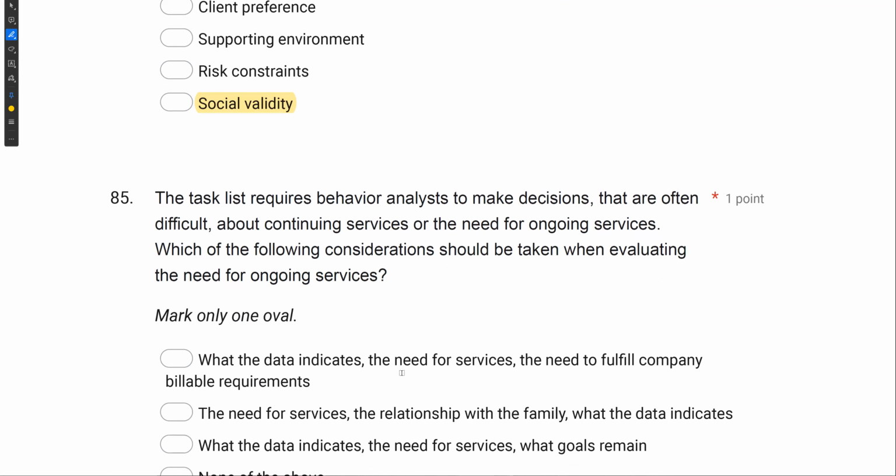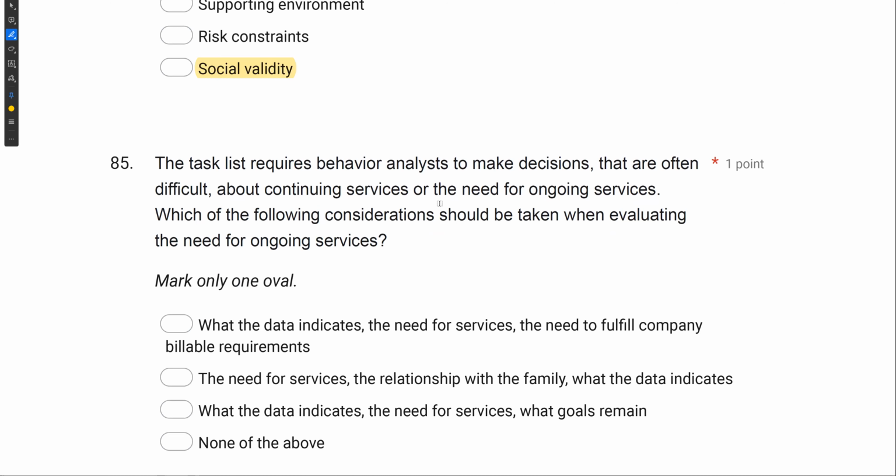And then 85, a task list requires behavior analysts to make decisions that are often difficult about continuing services or the need for ongoing services. Which of the following considerations should be taken when evaluating the need for ongoing services? This is an important part of our job, and this question is a little tricky, so let's take our time. What are we considering when evaluating ongoing services? So the need to continue giving services, right? What are we evaluating? A, what the data indicates.